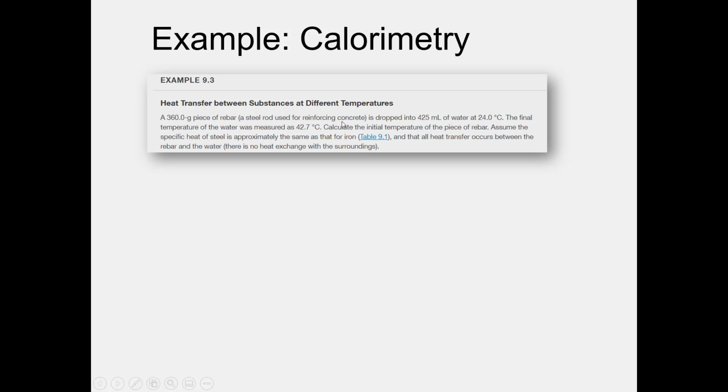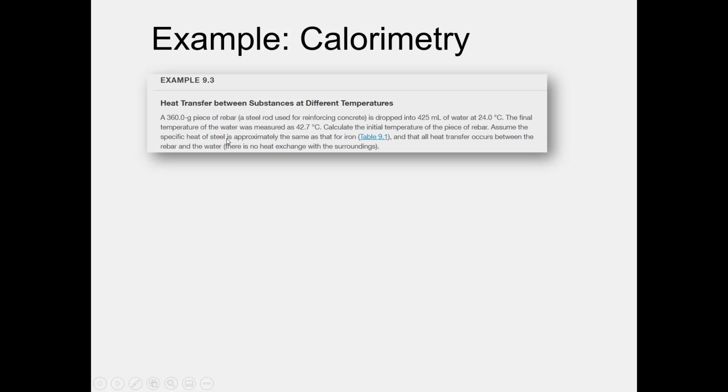We know the mass of the rebar. It's heated up, but we don't know to what temperature, and it is then dropped into 425 milliliters of water, which starts at 24 degrees Celsius. So this is the initial temperature of the water. When the rebar loses heat, the water absorbs that heat, and so the heat lost by the rebar must be the heat gained by the water. When the water is done heating, the maximum temperature of the water was measured to be 42.7 degrees Celsius. We want to calculate the initial temperature of the piece of rebar. So we're going to calculate the initial temperature for the 360 gram steel sample that we have.